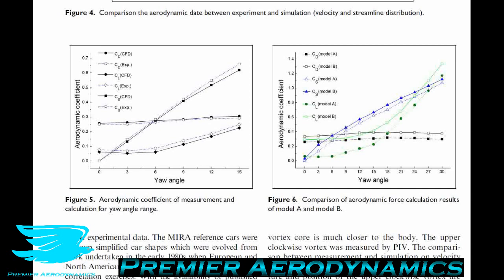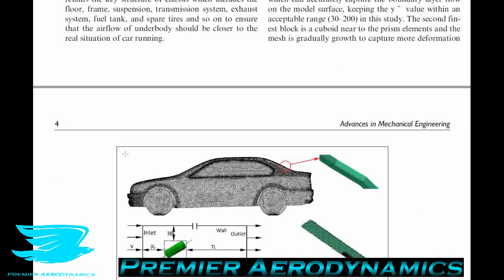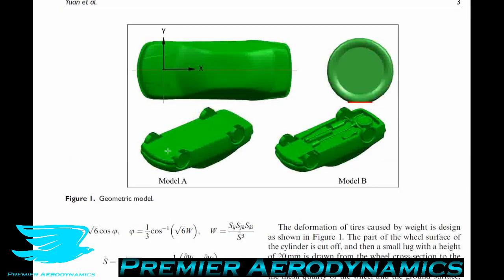Now, another thing that is important is that this research looked at two different models, Model A and Model B. And if you don't remember what they were, I'll just quickly recap them now. So Model A, they're both exactly the same except for the underbodies. At least that's what they say.